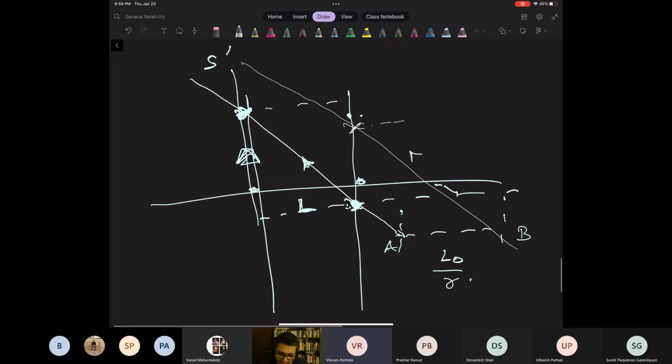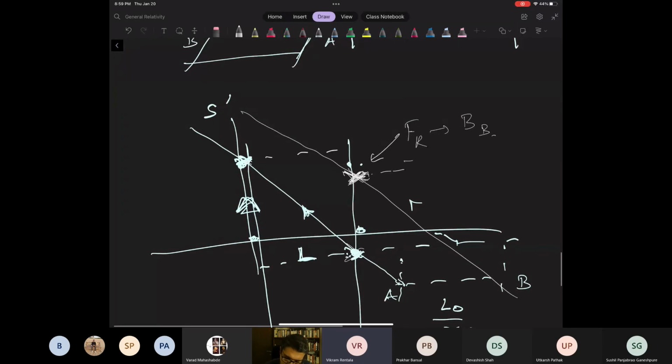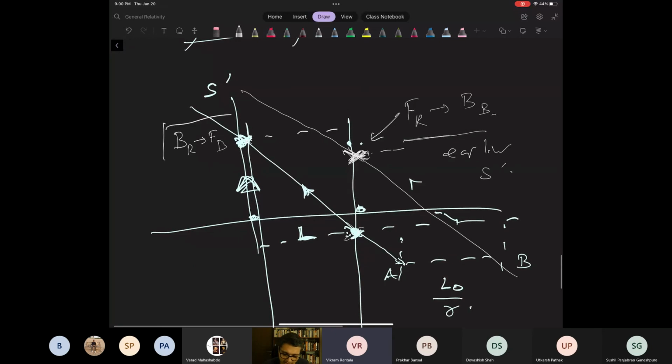And the way you reconcile this is that the front end of the rod passing through the back end of the barn, that is this space-time event, occurs earlier in the rest frame of the rod than the back end of the rod passing through the front end of the barn. But if I look at it in the frame of the barn, the front end of the rod hitting the back end of the barn occurs later than the back end of the rod hitting the front end of the barn. So it's perfectly consistent. It's just that these two events have a different time ordering, because they're spatially separated events. They have a space-like separation, so they can have a different time ordering.